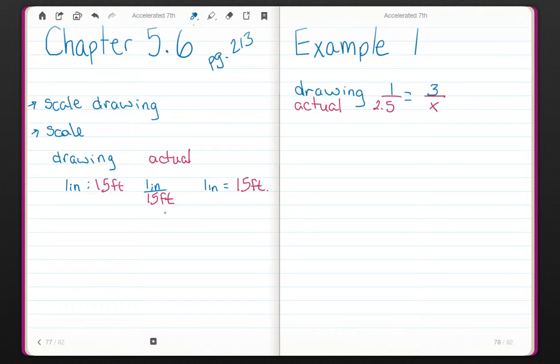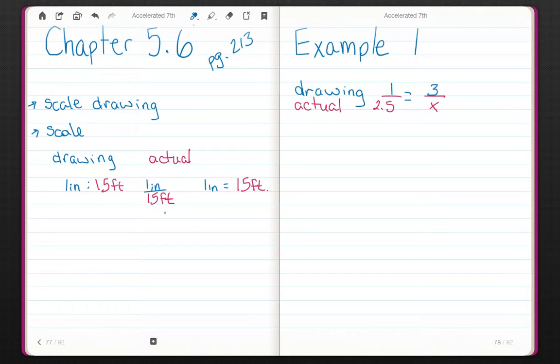So how can we apply this? Let's take a look at example 1. On page 213, you're going to see a scale drawing of a house next to example 1 with the scale 1 centimeter equals 2.5 meters. The length of the side of a house is 3 centimeters on a scale drawing. What is the actual length of the side of the house?